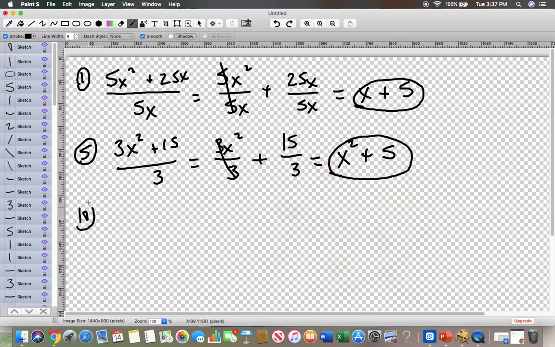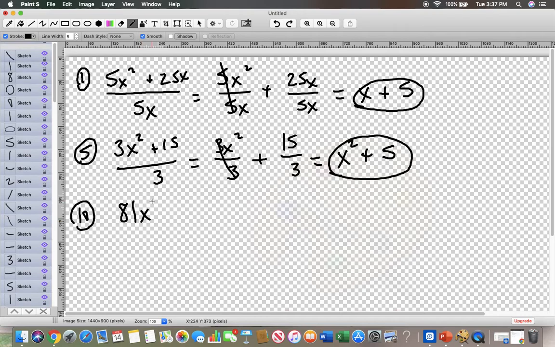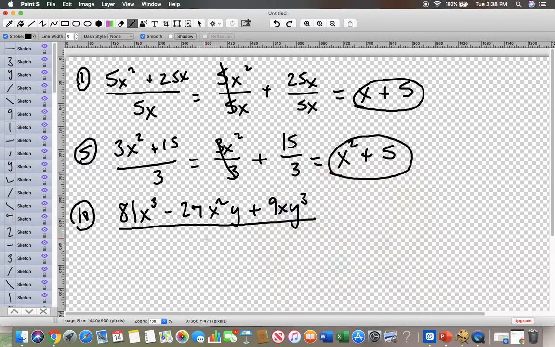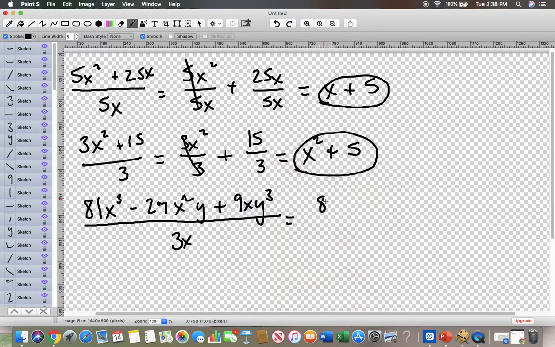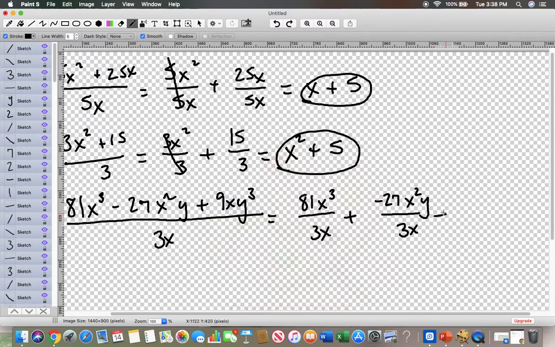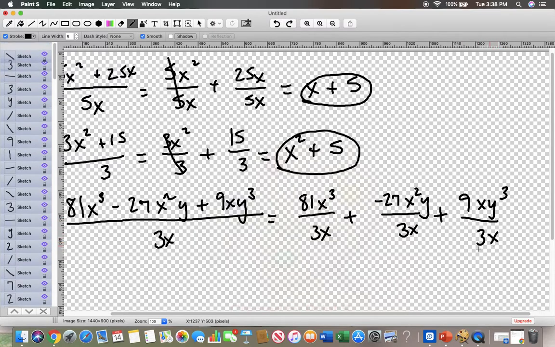Let's do number 10. I have 81x cubed minus 27x squared y plus 9xy cubed, and that's all being divided by 3x. All right, so again, I want to put each term over the denominator, so 81x cubed divided by 3x plus negative 27x squared y over 3x plus positive 9xy cubed all over 3x.